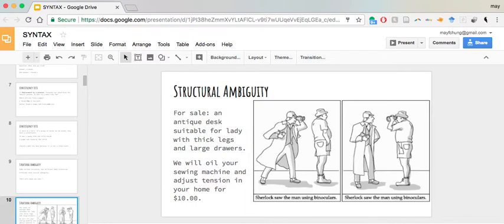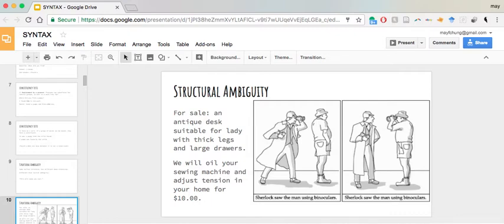It's structurally ambiguous. Another example would be, we will oil your sewing machine and adjust tension in your home for $10. $10 is not bad for adjusting tension in your home, right? So that's one meaning, but the other meaning could be that we will do all of these things, adjust tension in the sewing machine, right? And then oil the sewing machine, all for $10. So if you see in the picture here, there's an image of Sherlock seeing the man using binoculars versus Sherlock seeing the man using binoculars.